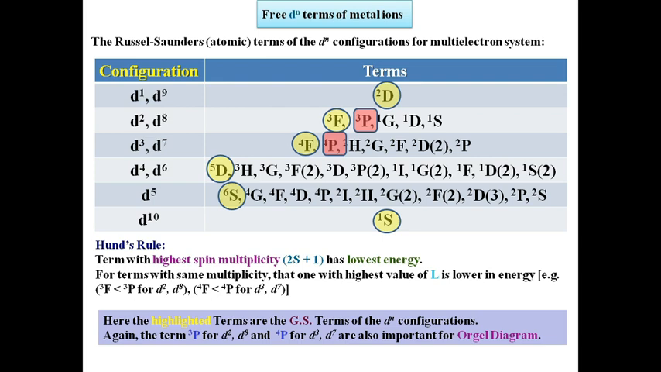Again, in the case of Orgel diagram, not only the ground state, but in a few cases some excited states are also required. For example, for d2 and d8 systems, not only the 3F but also the 3P term is required, as well as for d3 and d7 systems, where the 4P and 4F terms are required to construct the Orgel diagram.